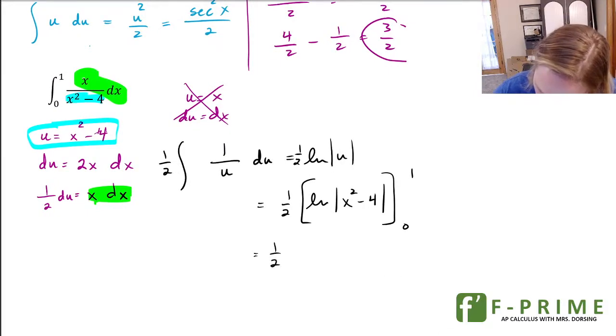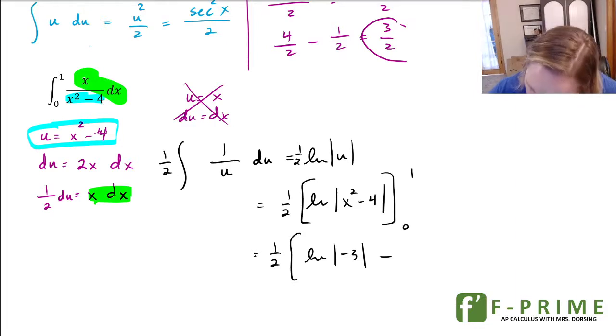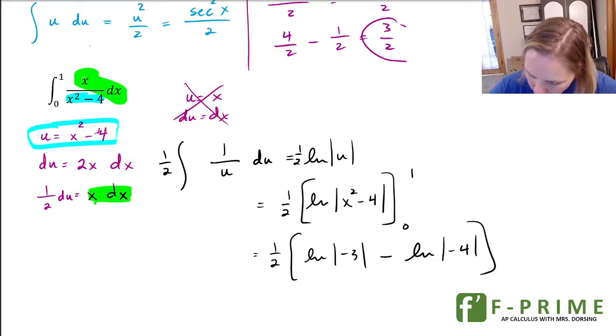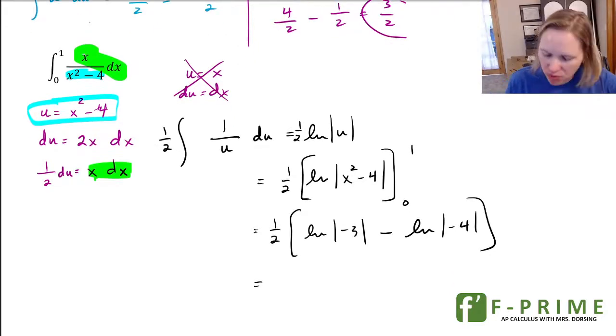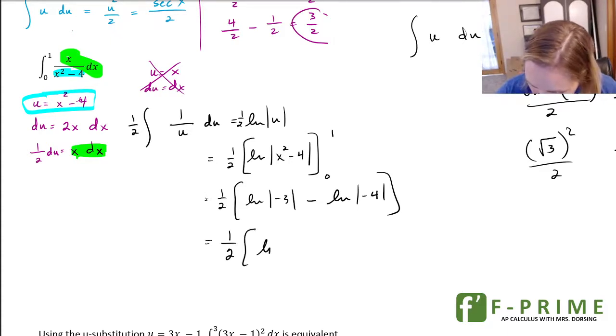So now I'm going to just plug my numbers in. I'm going to have 1/2. And then when I plug in 1, I'm going to have the natural log of -3, the absolute value though, minus, when I plug in 0, I'll have -4. Those are going to turn positive. And I'm going to remember there's some great properties of logarithms that I need to start familiarizing myself with just to make it a little bit easier for myself down the line. I'm going to drop the absolute value bars, make those numbers positive. So I'm going to have 1/2 times the natural log of 3 minus the natural log of 4.